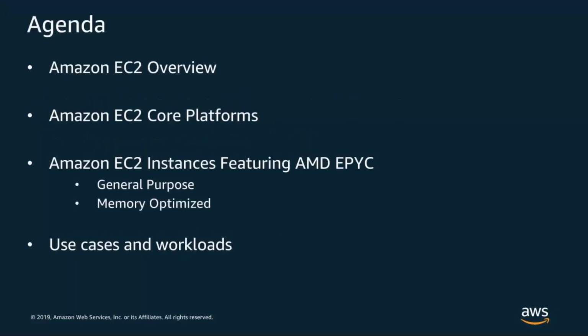So we're going to give a quick overview of Amazon EC2. Then we're going to dive a little bit into our core platforms within EC2. Then we're going to talk specifically about the new instance types that feature the AMD EPYC processor, specifically in our general purpose families and memory optimized families. Then we'll dig into some of the use cases and workloads.